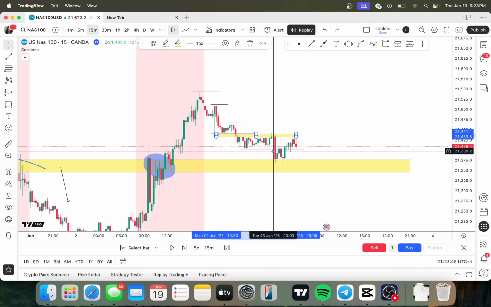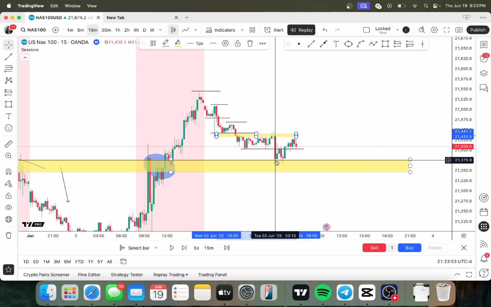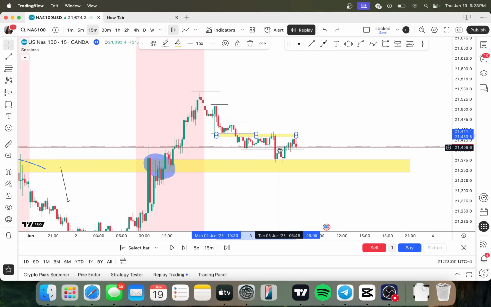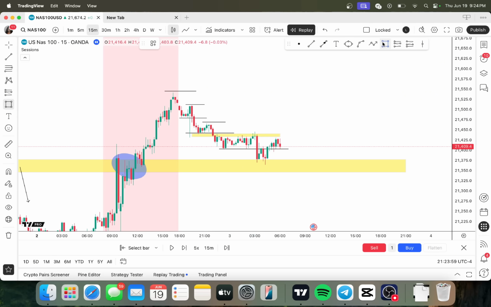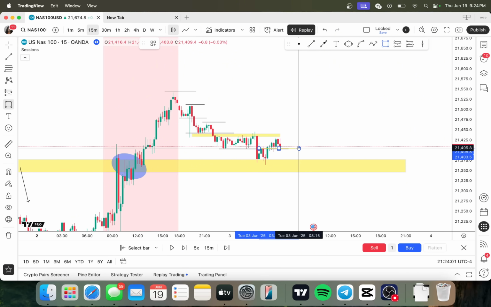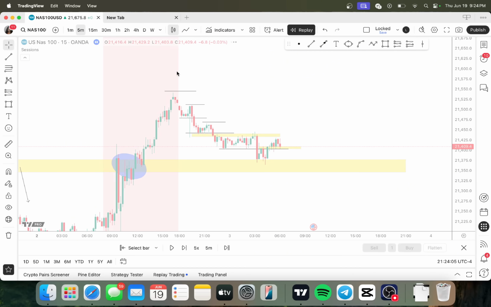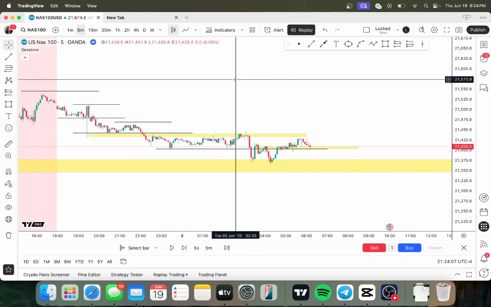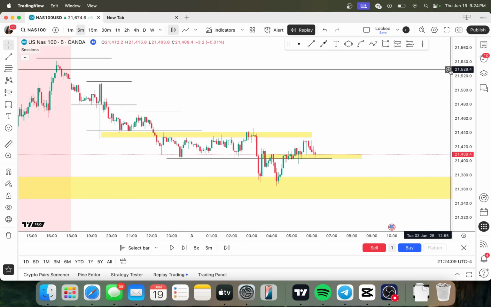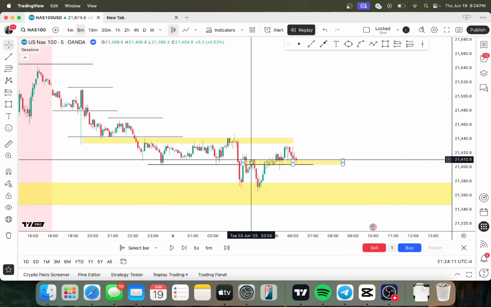Now we have price make this low. We can see here that price pushed up. From this low, buyers kicked in a little bit, tried to push price up, and it failed to do so. So this is another lower high, right? Since we have this lower high here, we can even scale down to the 5-minute time frame if need be.